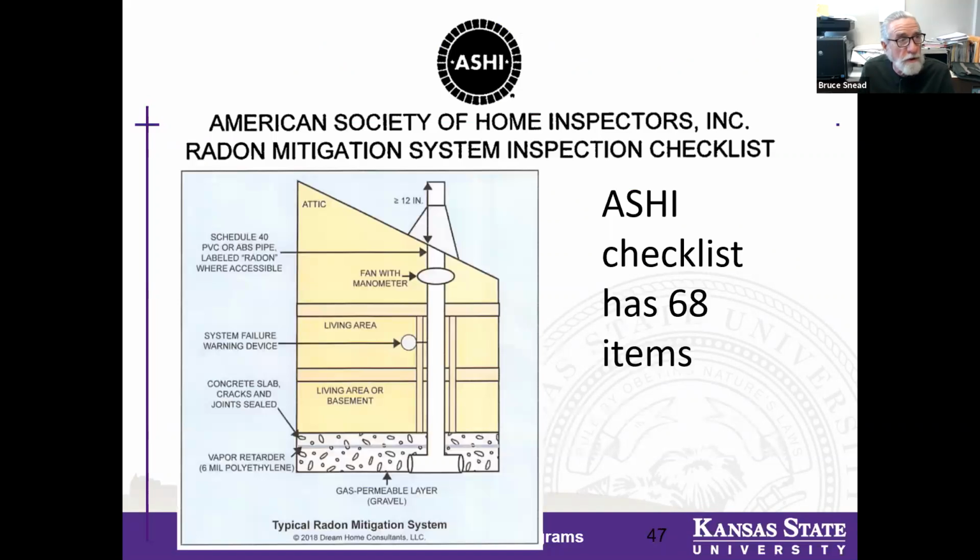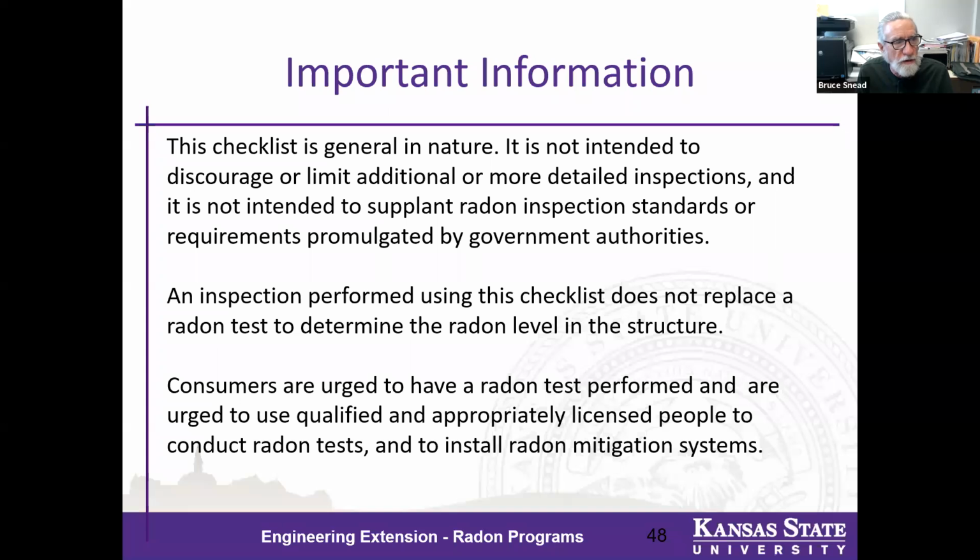So this is a picture of a graphic from the ASHI checklist. The ASHI checklist actually has 68 items. I'm not going to go through all of them, but I am going to go through a significant number because it provides pictures of many of the things I've just talked about with the MAH companion checklist. It's a general checklist. It doesn't replace a radon test to determine the radon level. And of course, consumers are always urged to have a radon test performed and use appropriate kits or appropriately licensed people to get those tests done.